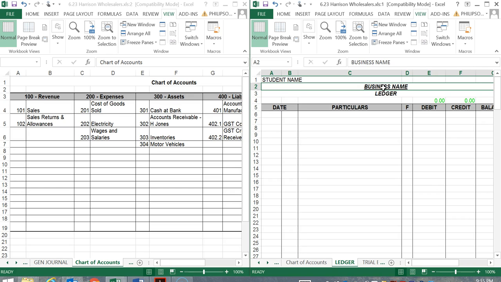First things first, business name, Harrison Wholesalers. As we've done in the past, let's get cracking and create this shell, our shell of our ledger over here using our chart of accounts. I won't speak through this, I'll just go through and bang it up.